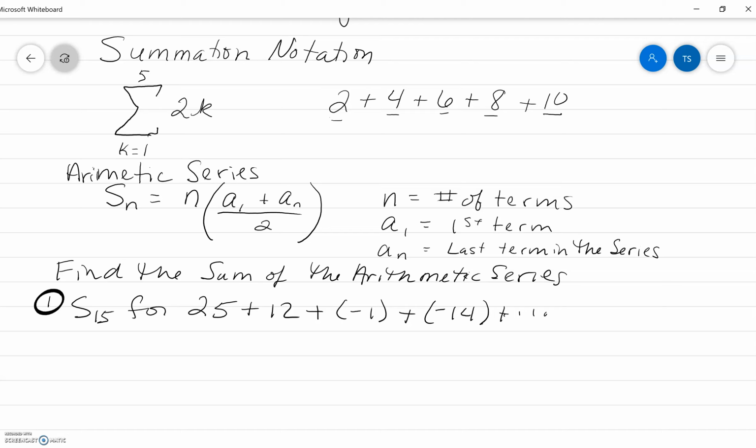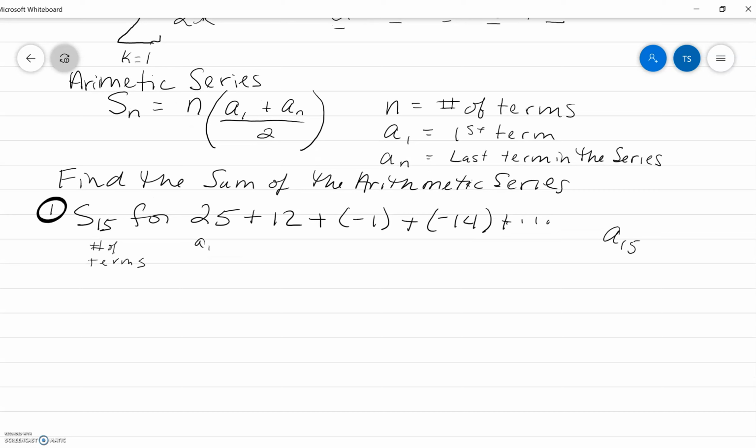I'm not giving you all 15 terms, I'm just giving you a few. So ultimately, we need to find the first term. That's right here. We need to find the number of terms. This is our number of terms. And we need to find the last term, so we need to find A15. In order to find the 15th term, we need to have the explicit formula. To write the explicit formula, we need to know the common difference.